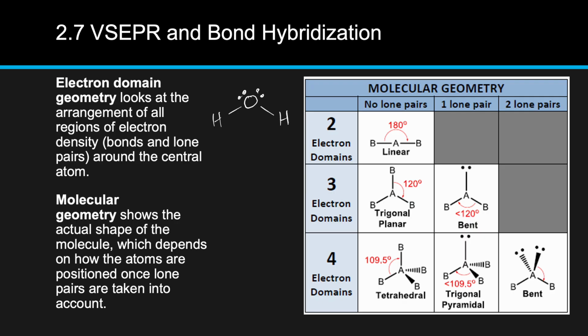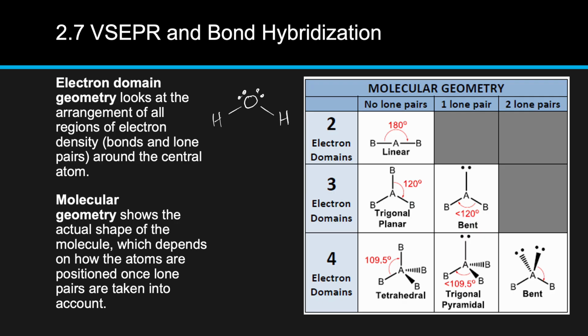Now the molecular geometry would be bent because we have a central atom with 2 terminal atoms, and because there are lone pairs on the central atom, it's going to pull it in a different direction because of the repulsion between all the electron groups. So that would make it bent for the molecular geometry.